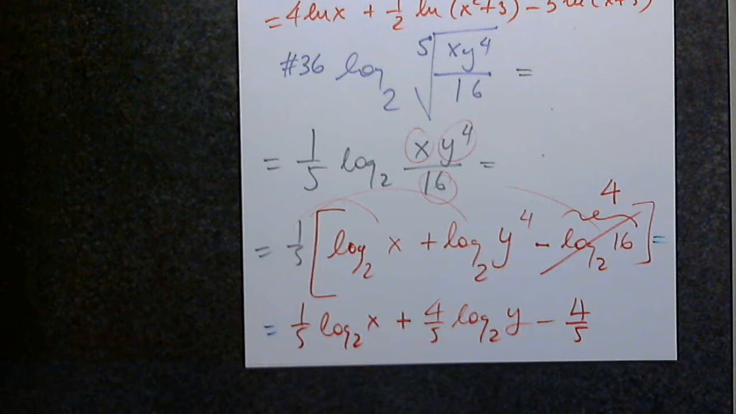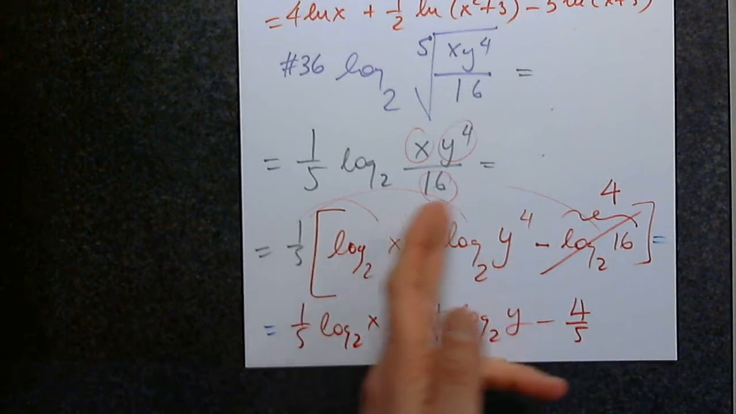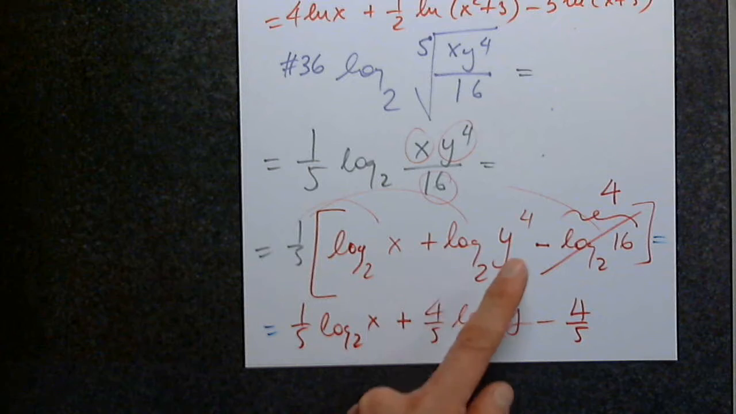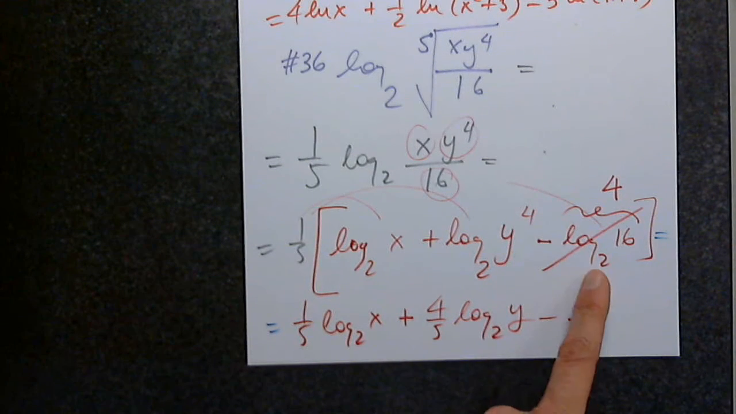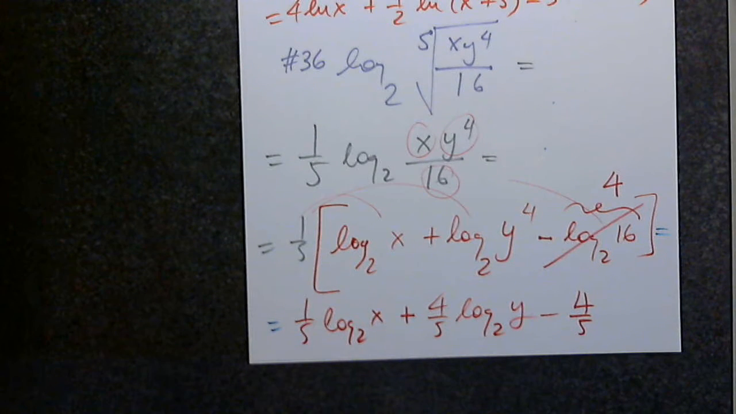So 1/5 stays outside, but at the end I will multiply it, because I want to remove brackets, parentheses, whatever. So this will go, and I will have to distribute it to all terms. I distribute it to the first. Okay. I distribute it to the second. That's why I have 4/5. And this is 4, but I have to distribute 1/5, and that's how I get the negative 4/5.